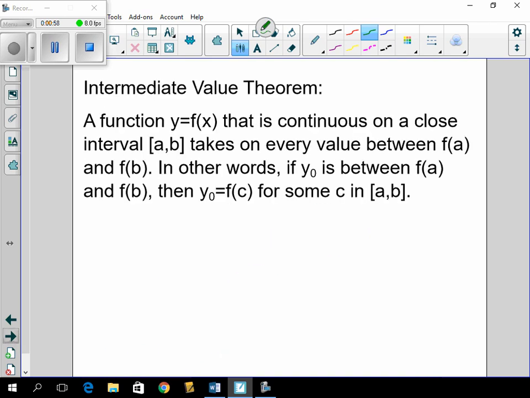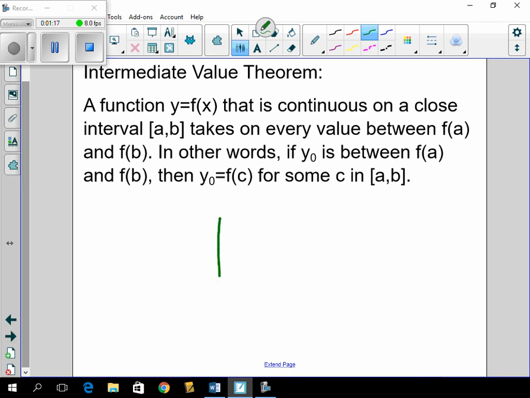So with that continuity comes the intermediate value theorem. So this theorem is kind of long. Basically, it states that if we have a function that's continuous on a closed interval, then that function takes on every value between the y values.